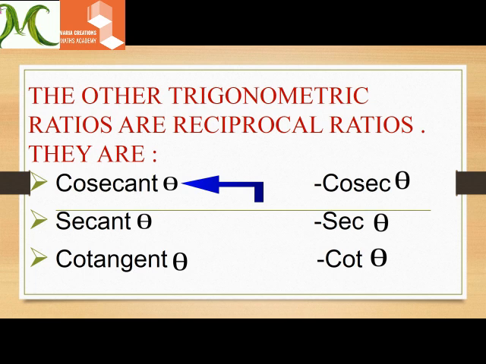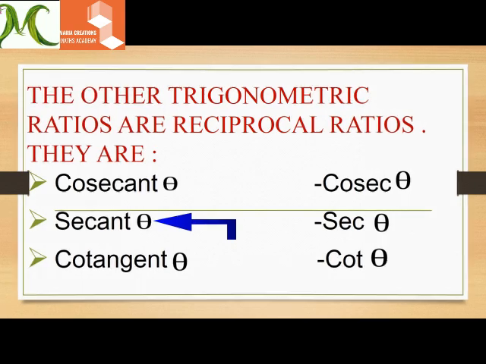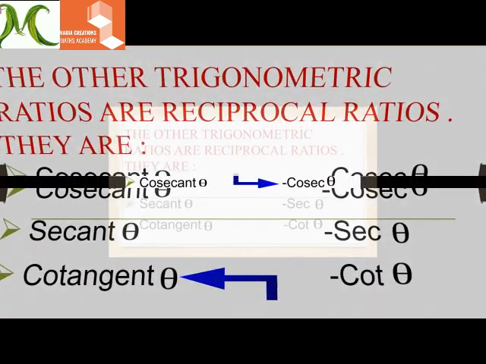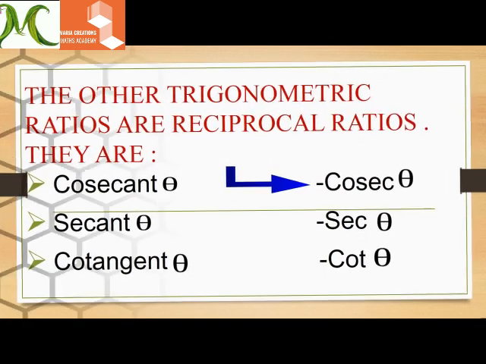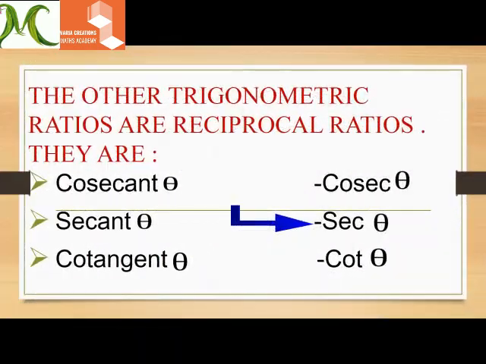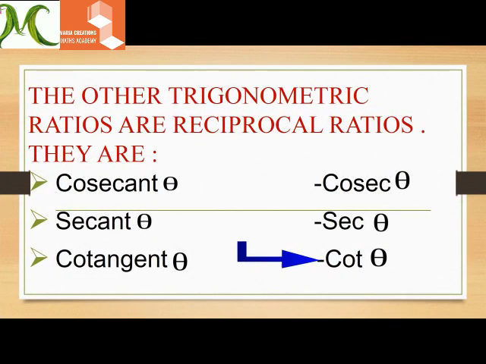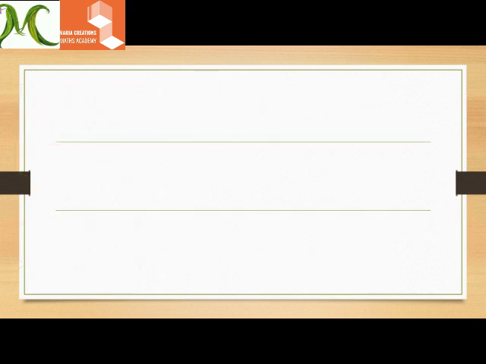We shall now learn the other trigonometric ratios. These ratios are reciprocal ratios. They are cosecant theta, secant theta, and cotangent theta. The short form of cosecant theta is cosec theta, the short form of secant theta is sec theta, and the short form of cotangent theta is cot theta.